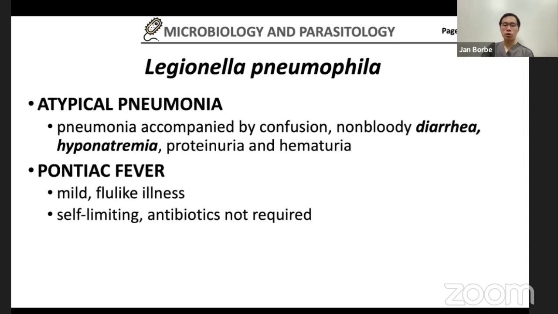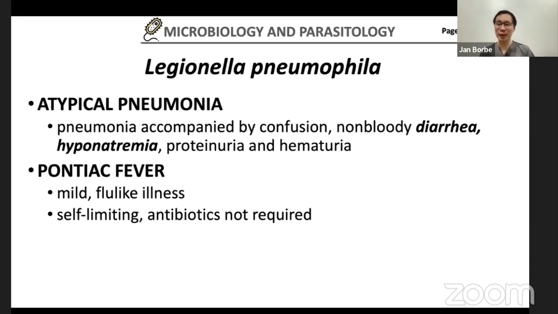Okay? So you have two main types of infection. You have the atypical pneumonia. No? Of course, ito yung mas serious. Pontiac fever is the mild self-limiting na inuuwi lang natin. No? Antibiotics is not required. What's unique about Legionella pneumophila infection is that it is associated with diarrhea and hyponatremia. Okay? Confusion as well, no? And high fever.